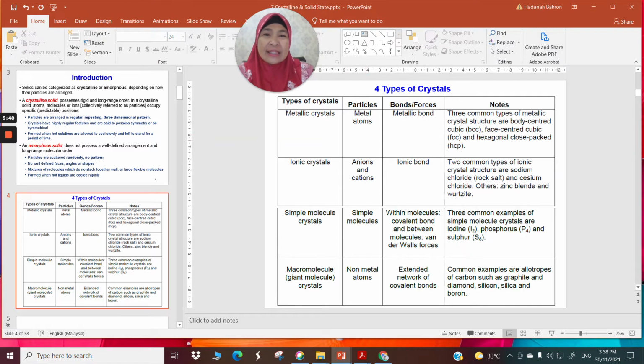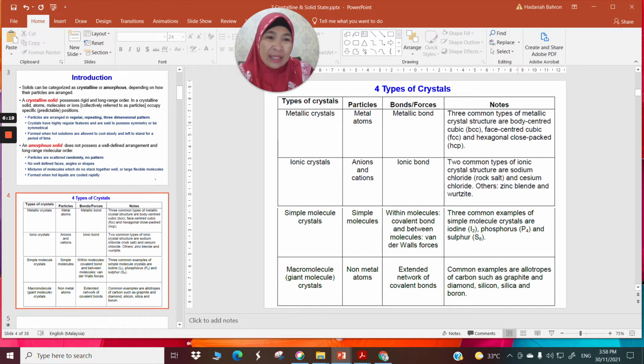Now metallic crystals, the particles are obviously metal atoms. For example, sodium. No, sodium is not a good example because sodium is soft. Let's take chromium, for example. Chromium metal has a very good crystalline structure. The particles are obviously metal atoms, and the bond found in metallic crystals are metallic bonds.